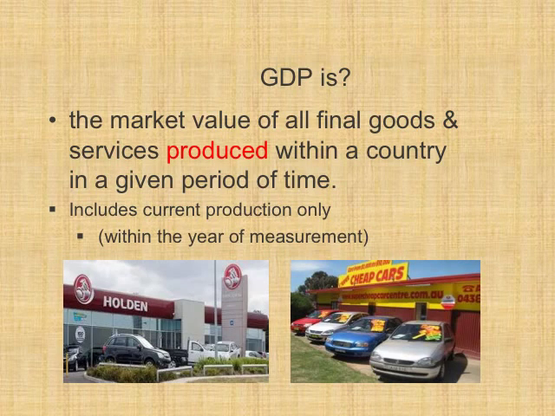GDP includes goods and services currently produced. It does not include transactions involving items produced in the past. The value of used or second-hand goods is not included in GDP. Therefore, a new car is included while a used car is excluded.